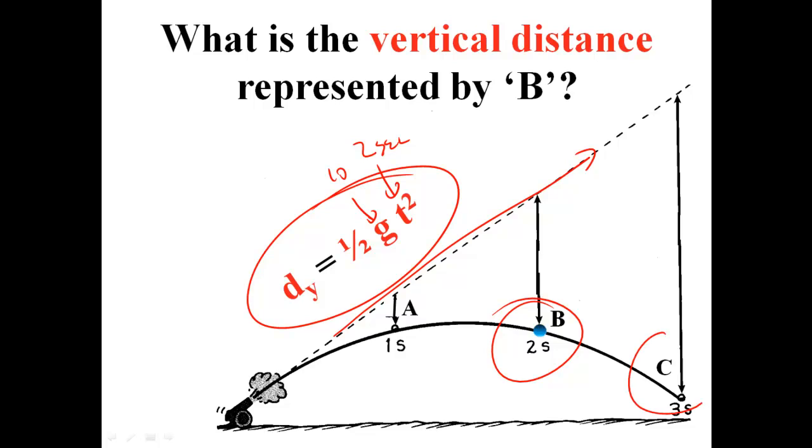We could do that for point C. Instead of 2, we would plug in 3, and you would get 45. Plug in 1 at A, and you would get 5. Try it, make sure it works out.